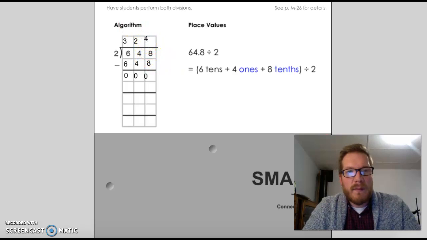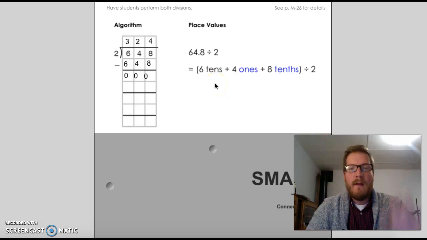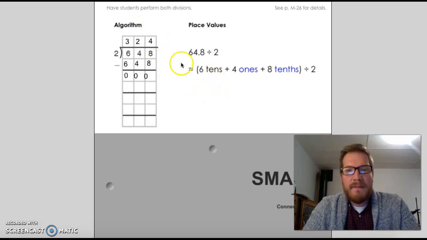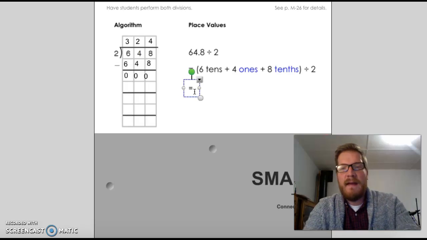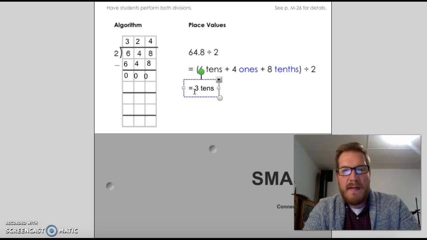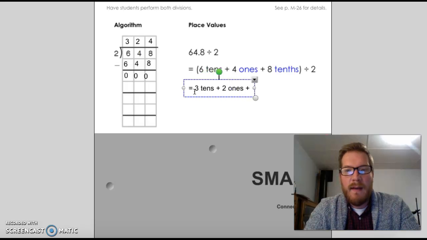So move this over a little bit. So 648 divided by 2 is going to give us 324. Now over here, we have 64.8. So basically we've taken these numbers and just added in a decimal place. That's going to give us 6 tens, 4 ones, and 8 tenths. And so if we're going to start writing it out, 6 tens divided by 2 is going to give us 3 tens. 4 ones divided by 2 will give us 2 ones. And then 8 tenths divided by 2 will give us 4 tenths.